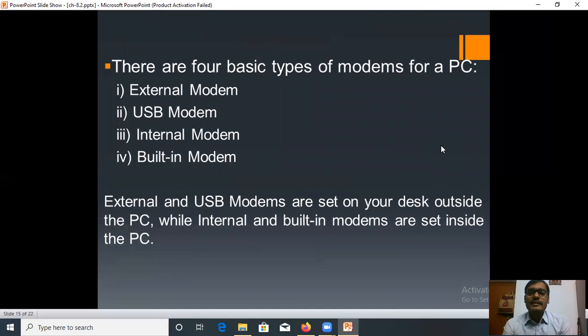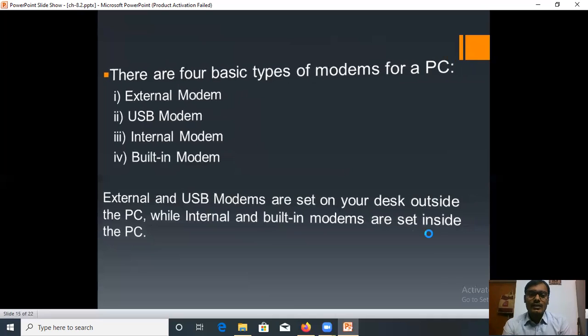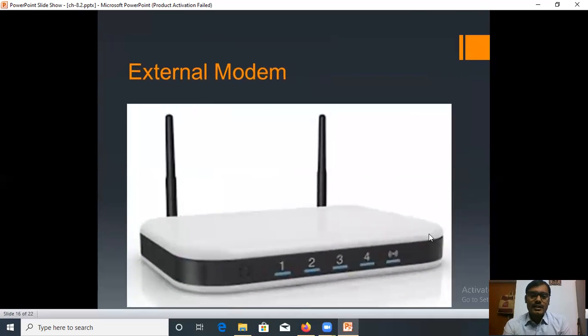There are four basic types of modem for a PC. One is external modem, second is USB modem, third one is internal modem, and fourth is built-in modem. External and USB modems are set on your desktop outside the PC, while internal and built-in modems are set inside the PC.